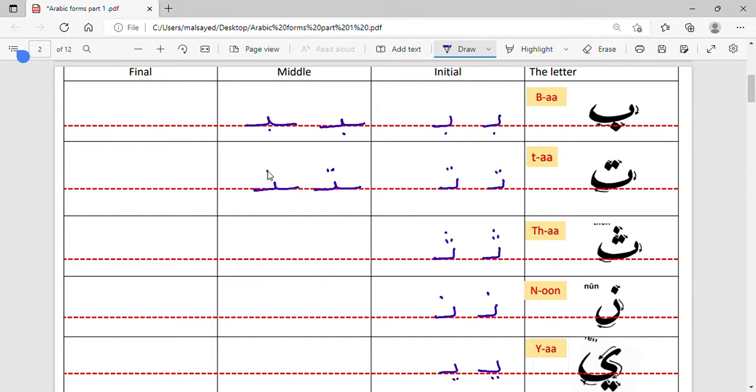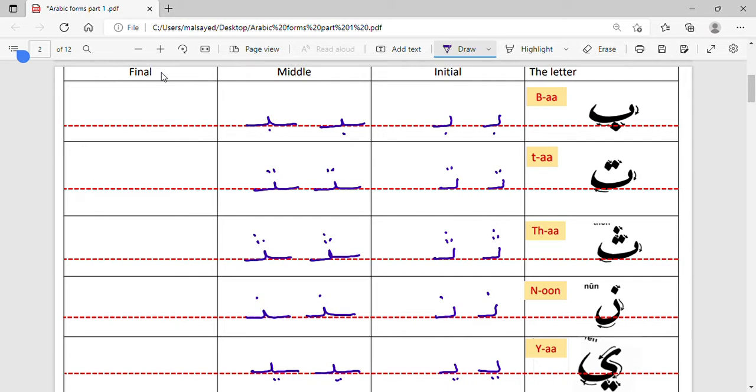Same thing for the ta. Same for the tha. And the noon. And the ya. So here we have the middle form of the ba, ta, tha, noon, ya.